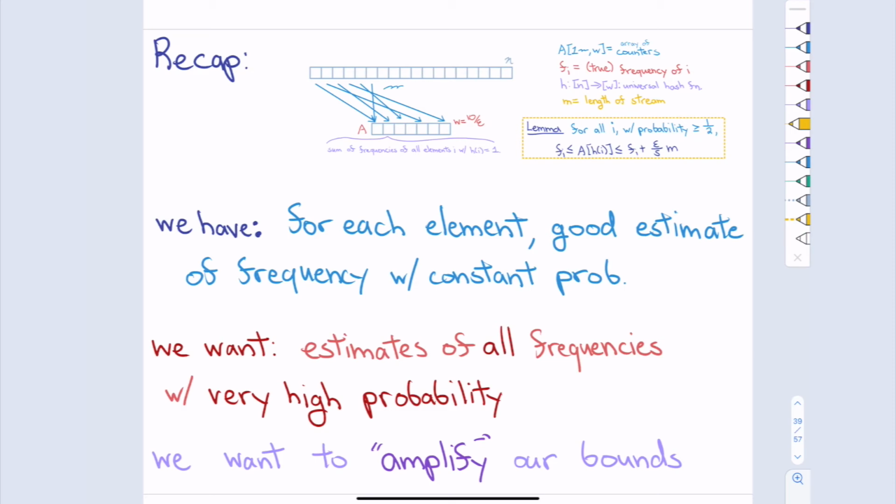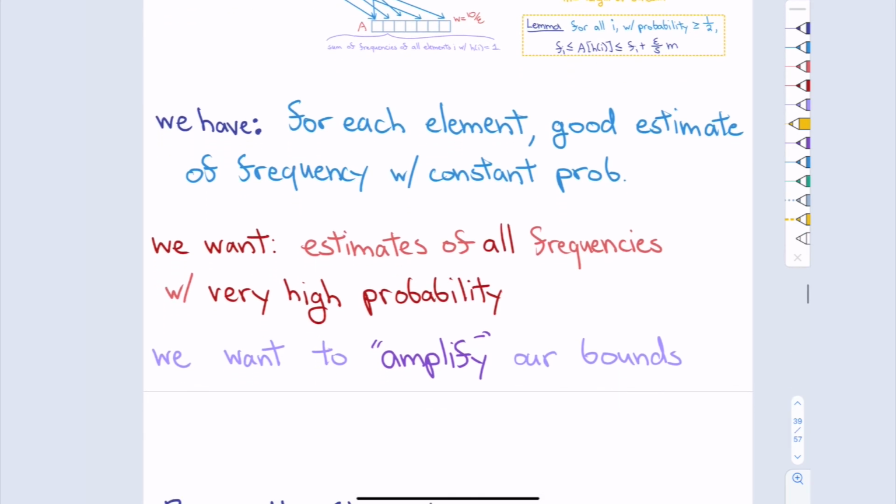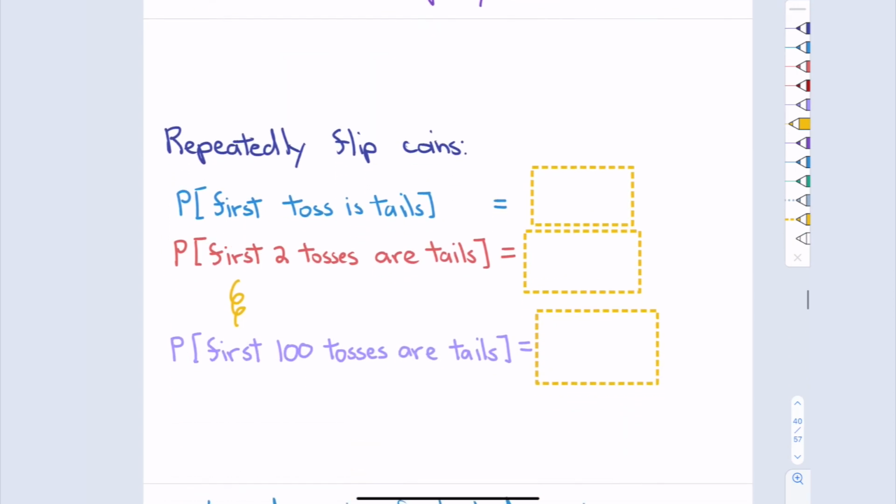Yeah. Run it multiple times. Run it multiple times. Okay. So I can think of every time I run this algorithm for a particular element as sort of like a coin toss, right? Every time I run one of these hash counts for a particular element, there's a 1 in 2 chance of being correct, right? So imagine repeatedly flipping coins. What are the odds that the first coin toss is tails, we lose?